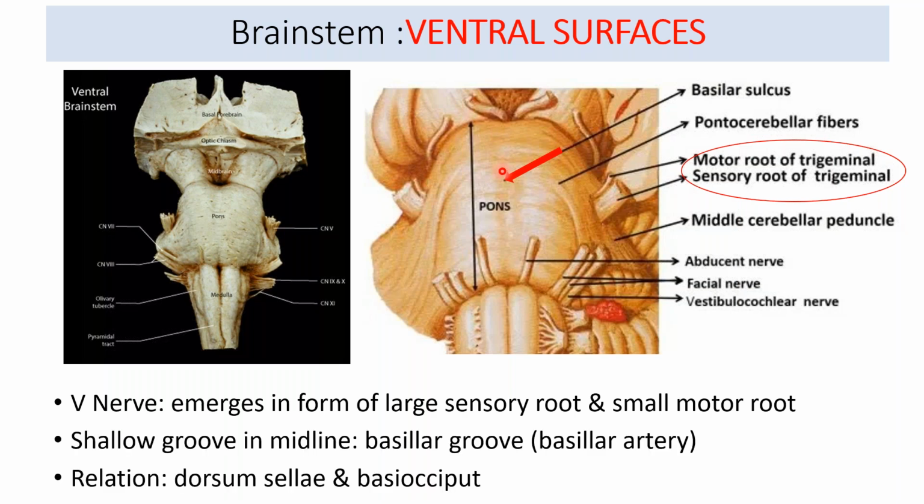There is a shallow groove over the ventral aspect in the median plane. This is the basilar groove, or the basilar sulcus, for the basilar artery. In relation to the cranial cavity, it will be related to the dorsum sellae and the basiocciput part of the cranial cavity.